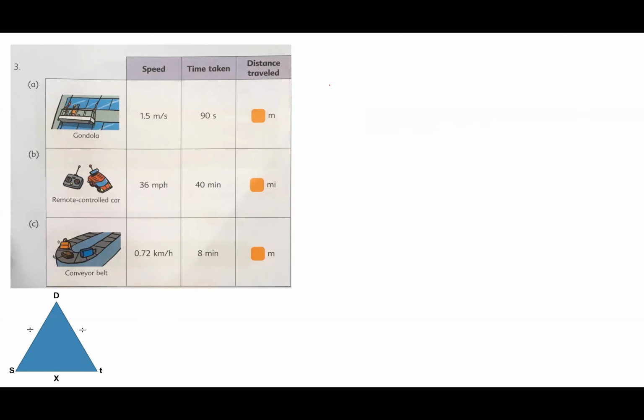All right, the gondola travels at 1.5 meters per second for 90 seconds, and we want to find the distance traveled. What is my distance formula, folks? Speed times time. All right. So my distance is 1.5 meters per second times 90 seconds. My seconds cross cancel right there. And 1.5 times 90.